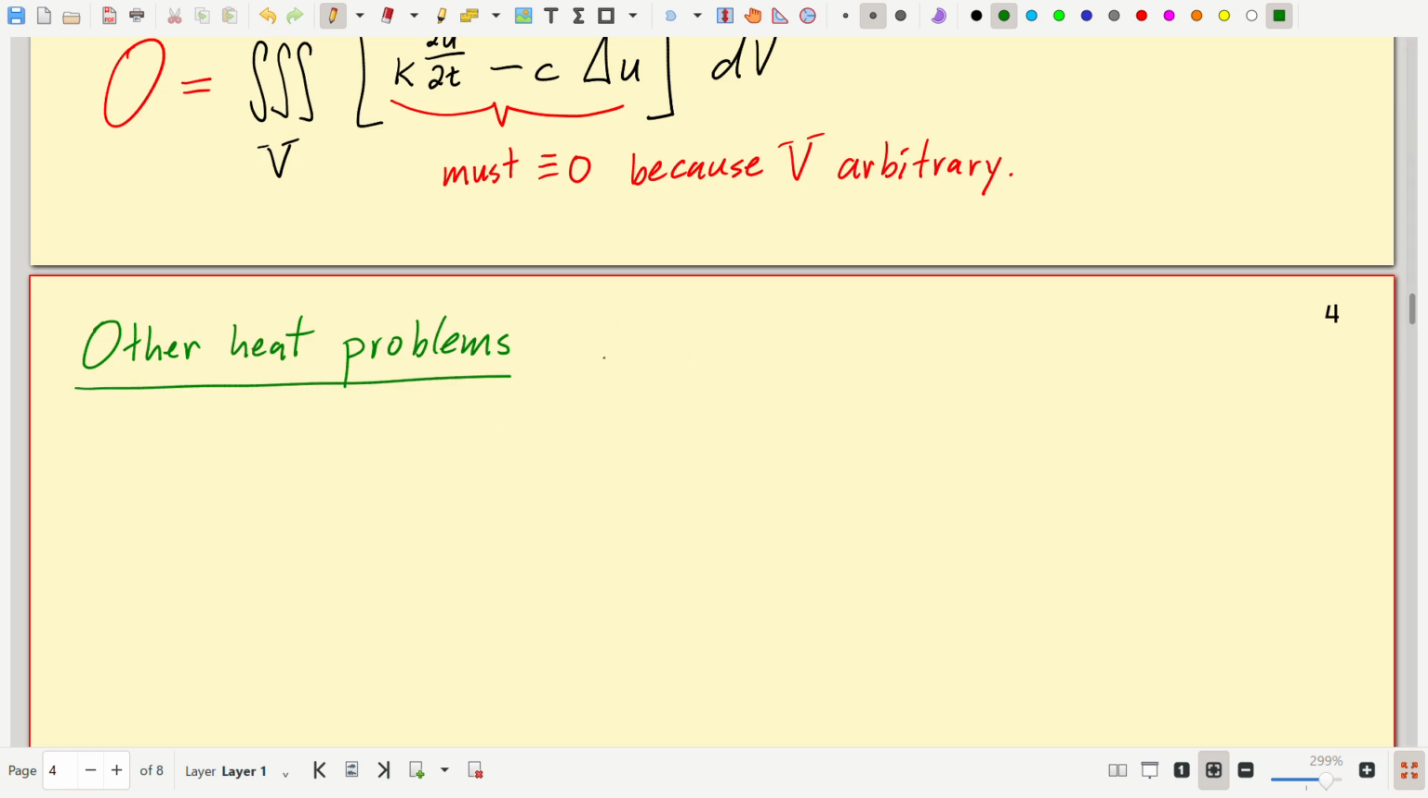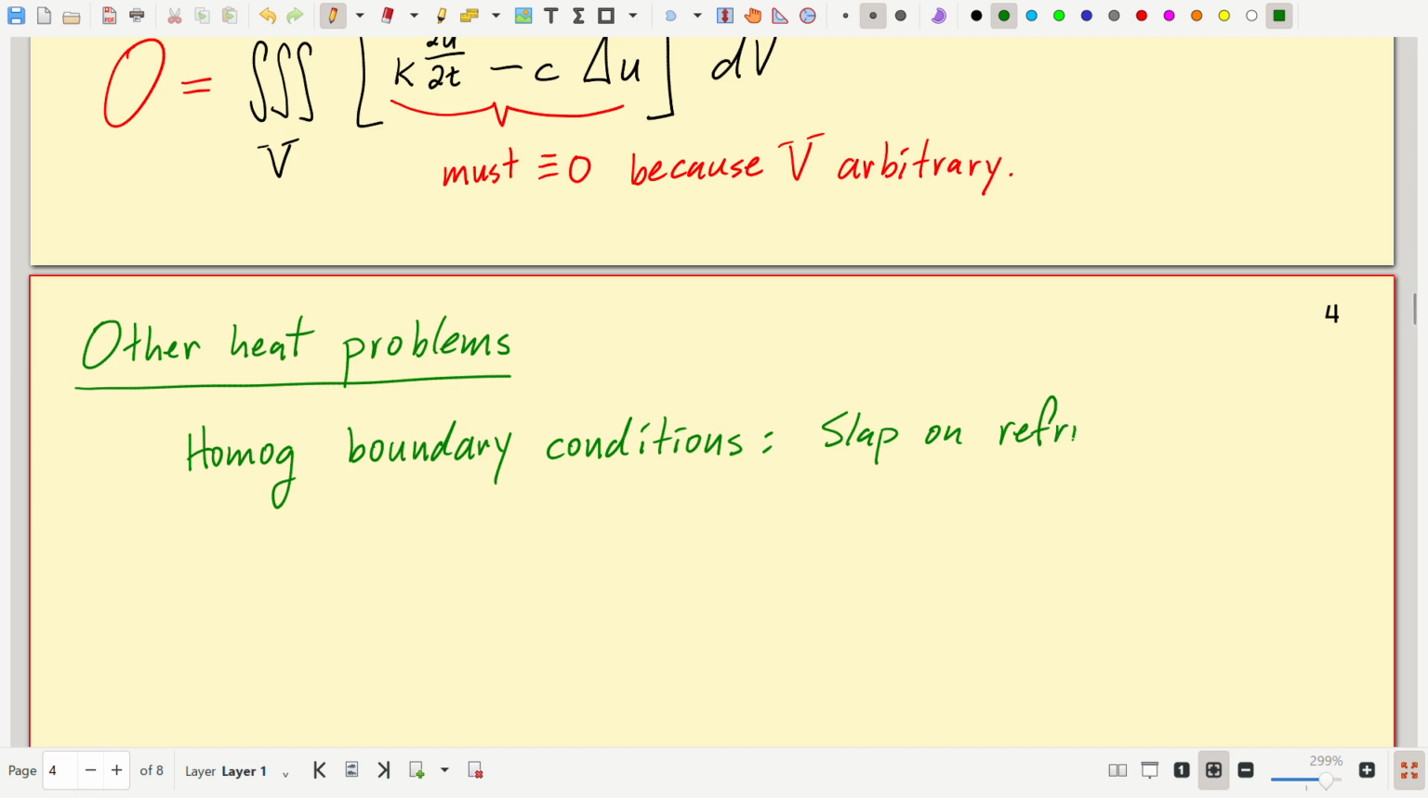The homogeneous boundary conditions that we've been studying mean you slap on refrigerators. Oh, by the way, if you do this in 2D, you get Green. You see why Green's theorem is so important. The homogeneous boundary conditions correspond to slapping on refrigerators to bring the boundary down to 0 degrees.